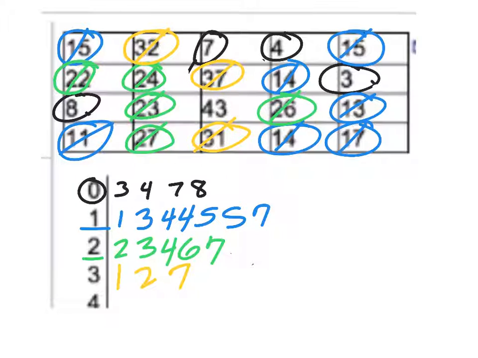And last but not least, I've got that 43 is the last one remaining. And so I will write a 3 here next to the 4. And that is how you should have put this information into a stem and leaf plot.